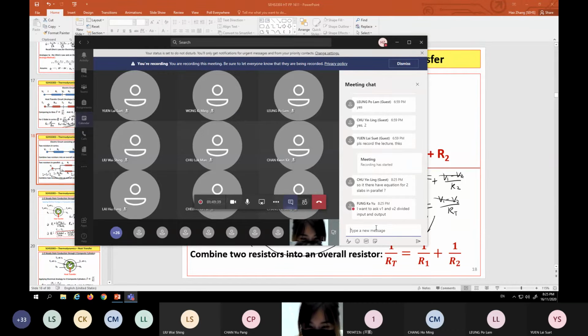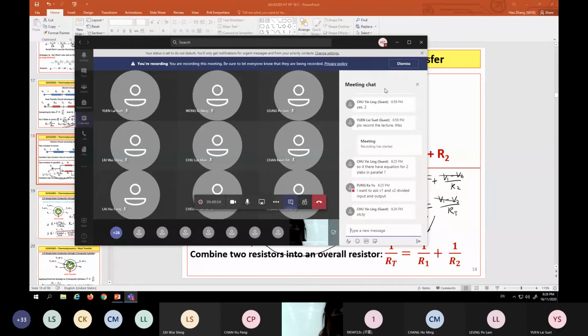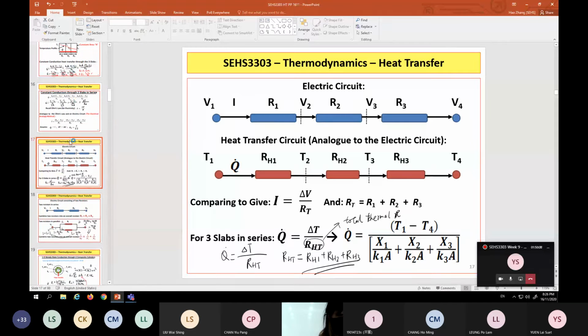Is there any question for two layers in parallel? Yes, of course, we have the two layers in parallel. We will discuss it later, okay? And I want to ask about V1 and V2 divided by input. Which page? I'm sorry, I didn't get your point. Is this one? This slide?